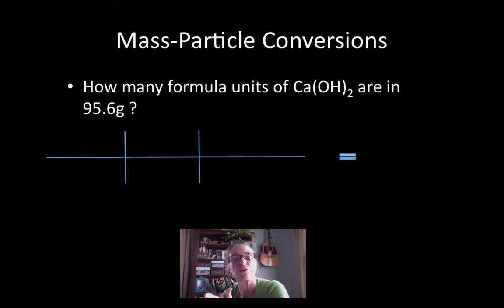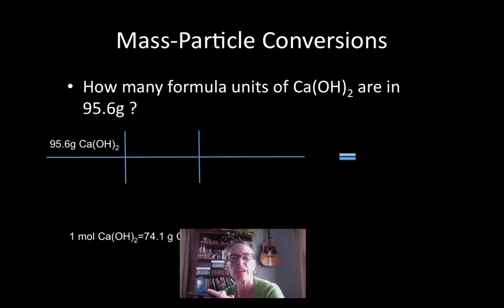The last conversion we're going to do is a mass-particle conversion. This conversion is going to take us from mass to formula units, which were our particles, if you remember. So I'm going to plug my given into the upper left-hand part of my picket fence. Then I'm going to look for equivalences that will help me move from the units I have to the units I want. In this case, I want formula units.